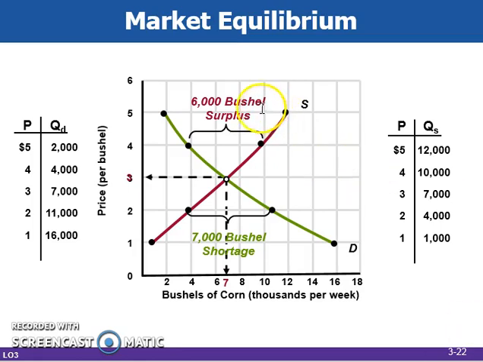A surplus occurs when the price is set too high. In the example, a price of $4 would cause consumers to demand 4,000 bushels, but suppliers will offer 10,000. The surpluses caused by above equilibrium prices push the price down. As the price drops, the quantity demanded rises and the quantity supplied falls until equilibrium is established.